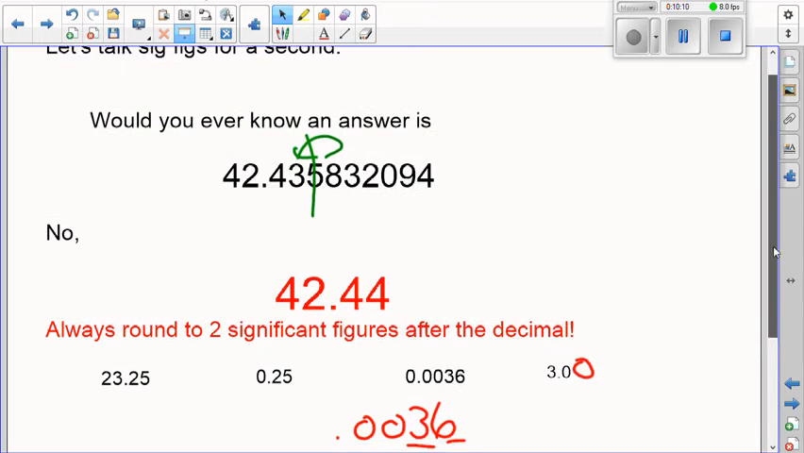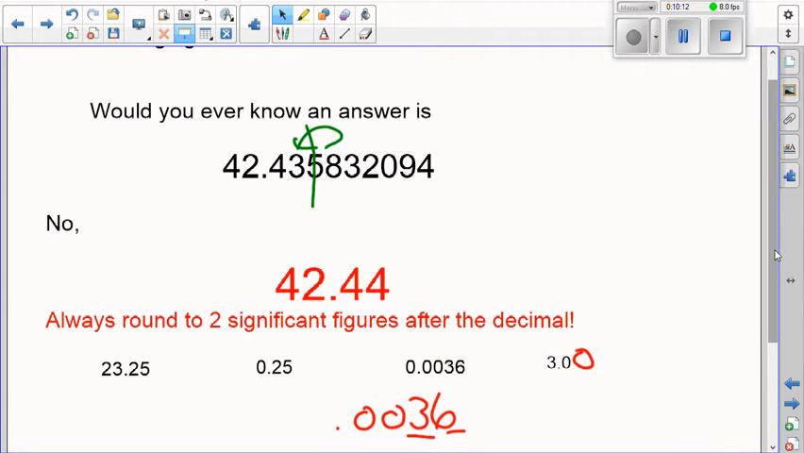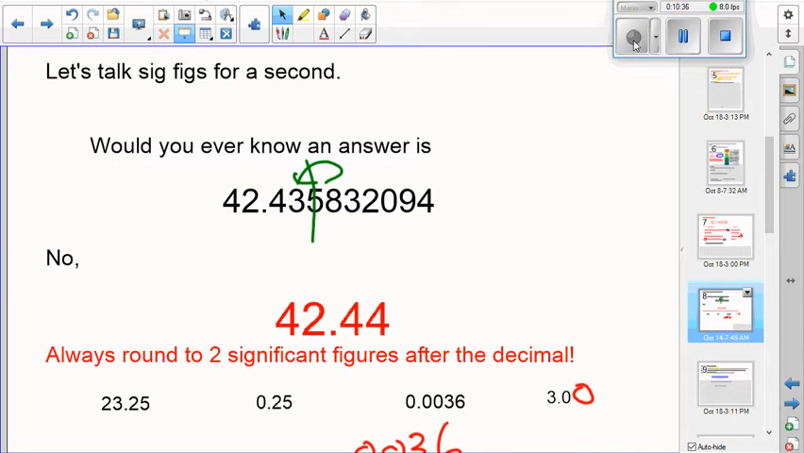Like these guys down here, 23.25, 0.25. Now, if your first couple after the decimal are zeros, please give me those first 2 sig figs after the decimal. So don't call this 0.00. I do want you to call that 0.036. And 3.0, let's call that 3.00. Does that kind of make sense? I'm not grading sig figs. That's generally just what I'm looking for. Are those 2 sig figs?